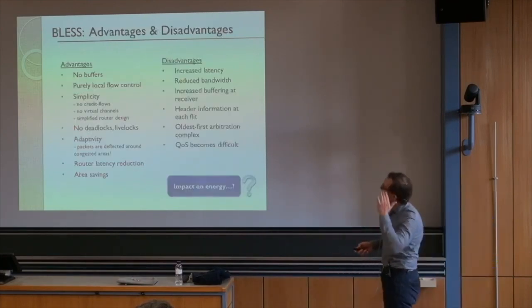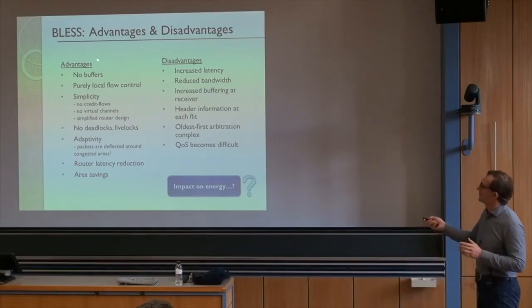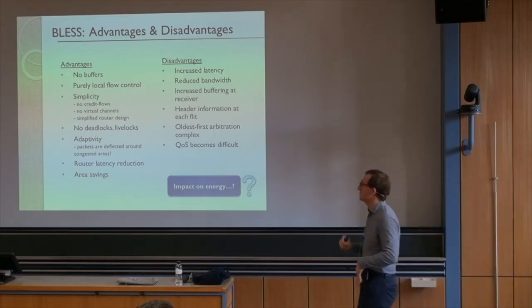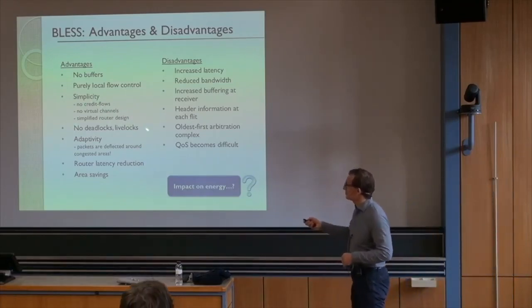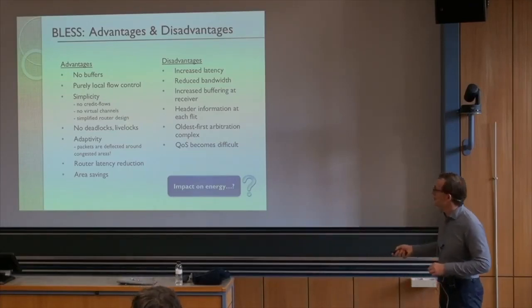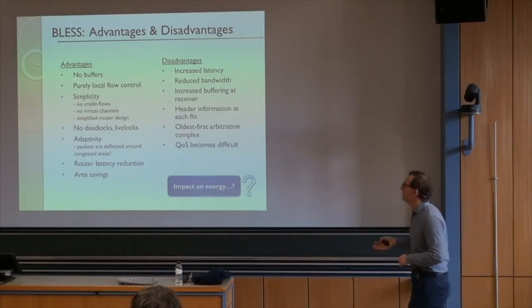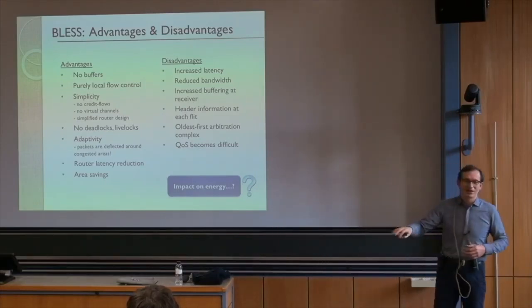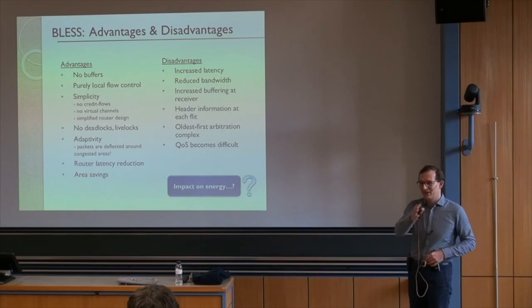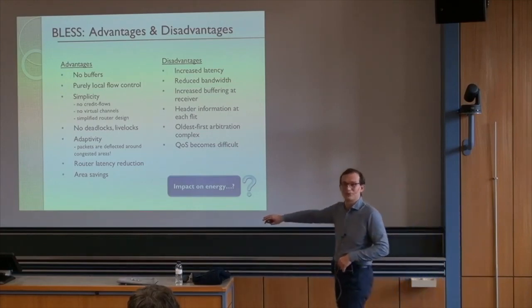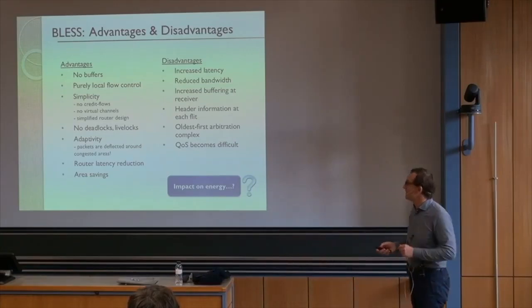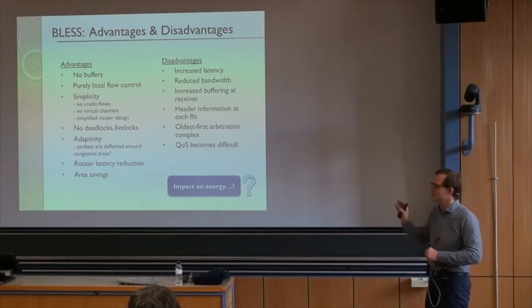Okay, so let's take a look at advantages and disadvantages of this sort of network. No buffers, purely local flow control, simplicity, no credit flows, no virtual channels, simplified router design hopefully, but we'll get back to that. No deadlocks, no livelocks, assuming oldest first. Adaptivity, actually this is interesting. You get natural adaptivity because of this deflection, right? If you're in a congested area, packets just simply get deflected and they go around that congested area, hopefully. So that's good. The routing algorithm has built-in adaptivity. And router latency reduction, but we'll get back to that in a little bit.